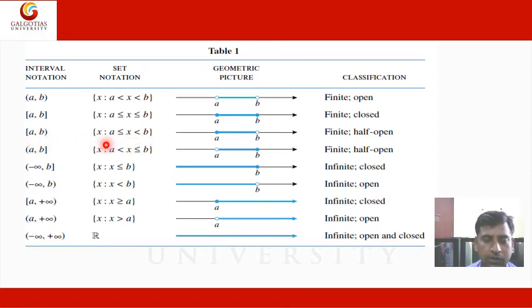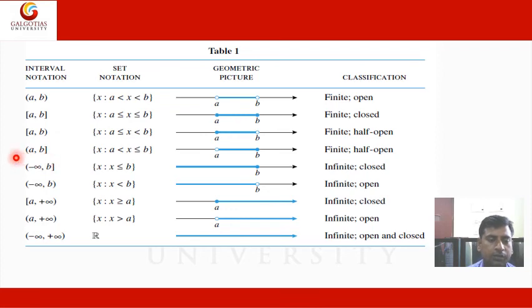Similarly, the second example is the closed interval from a to b, as you can see by the notation. Its set notation is the set of x such that x lies between a and b, also including a and b. So its geometrical picture is the set of points on the real line, all the points from a to b including a and b. So this is again a finite interval, and it is also closed because it contains the endpoints and the endpoints are finite. So it's finite as well as closed.